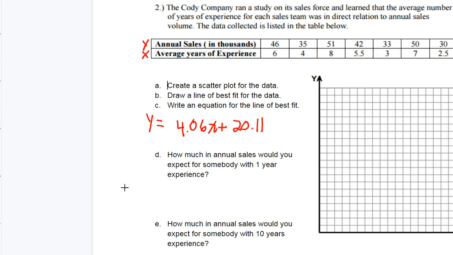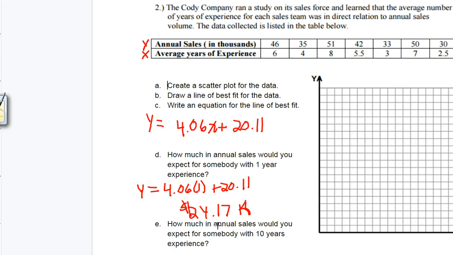How much in annual sales did you expect for somebody with 1 year experience? Well, all I'm going to do is take 1 and plug it in here for x. So that would give me y equals 4.06 times 1 plus 20.11. That's going to give me 24.17 thousand. I'm going to put a little k in there for the thousand because remember our annual sales are in thousands, so 24,000 give or take dollars in annual sales.